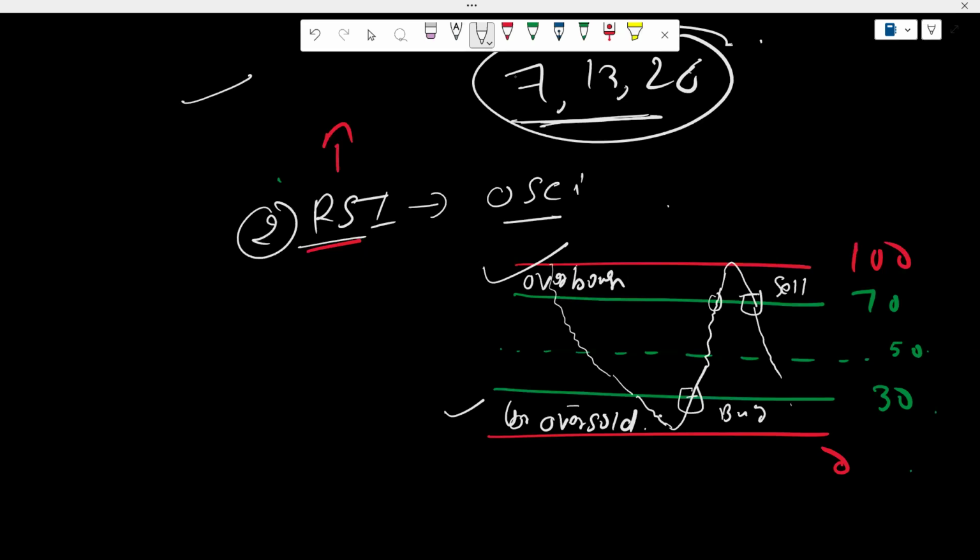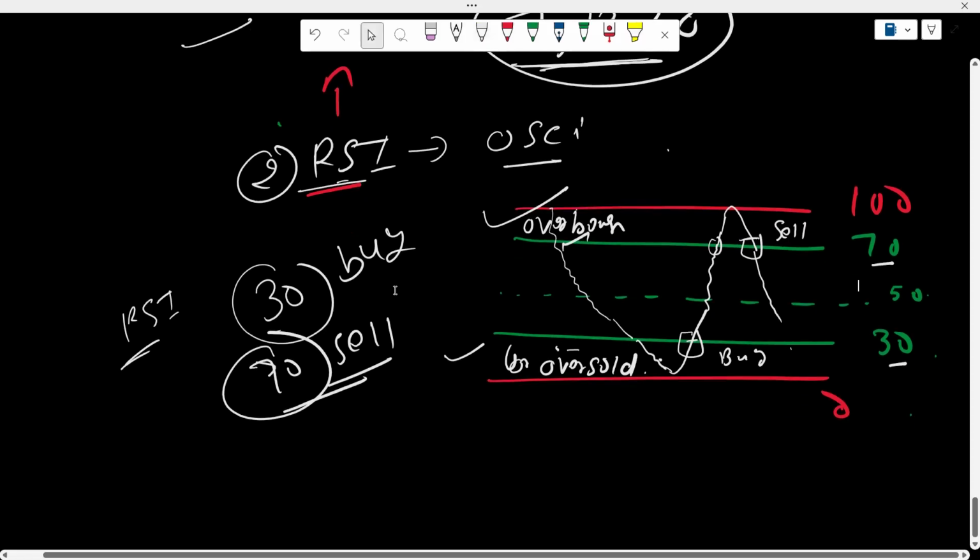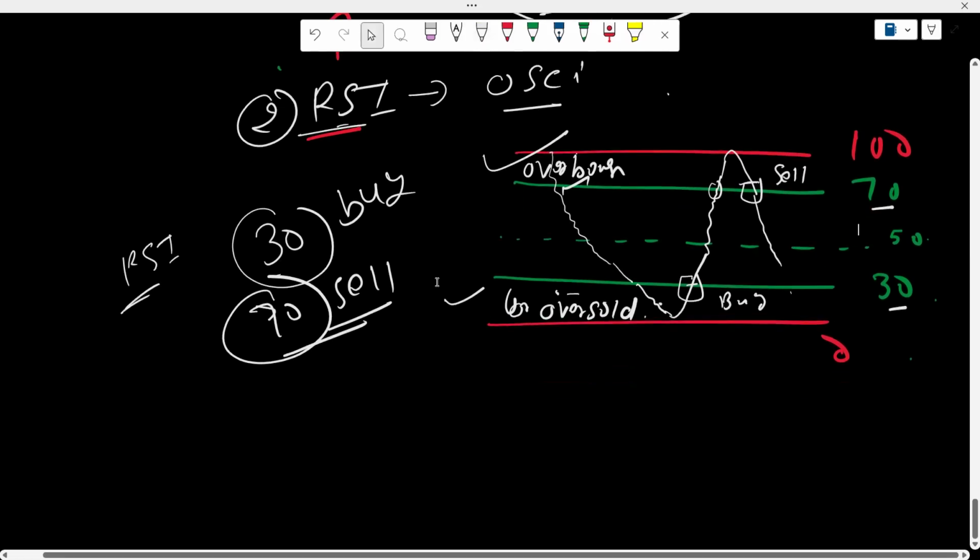So in RSI, what is the famous one? Generally when it is coming out of the 30 line, you can buy. When it is coming out of the 70 line, you can sell. So you can use this RSI to identify the overbought and oversold zone. This is a 30 line and this is a 70 line. This is very simple, right? We'll see this also on the chart. I hope it is clear? No doubt, right?